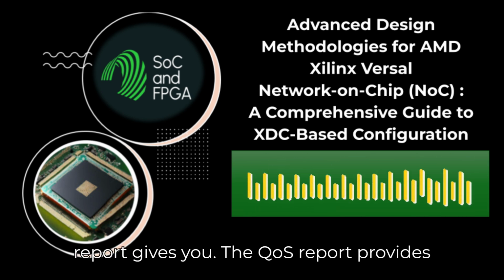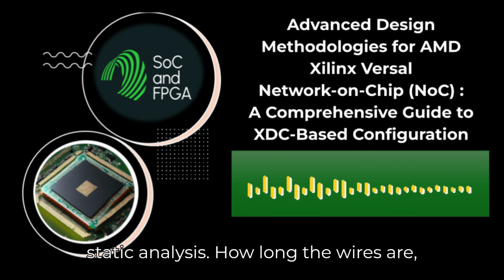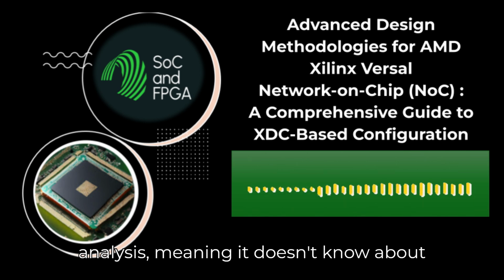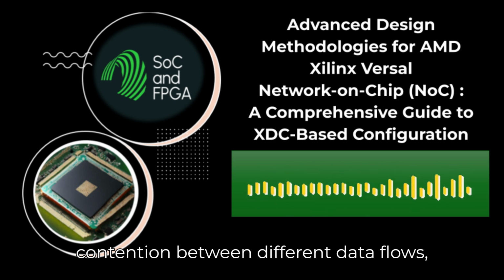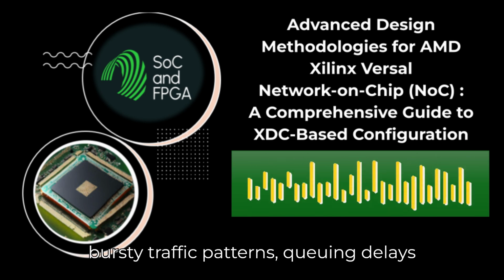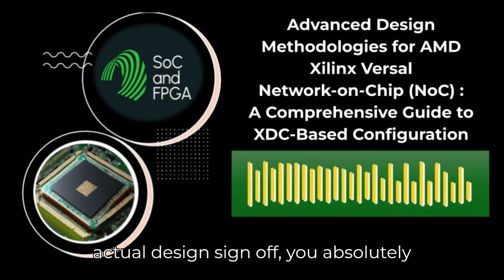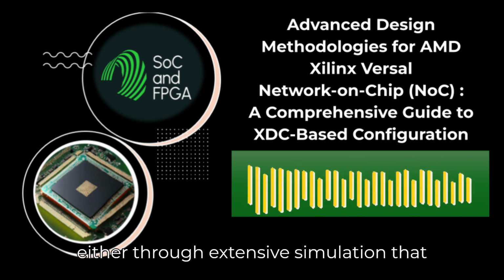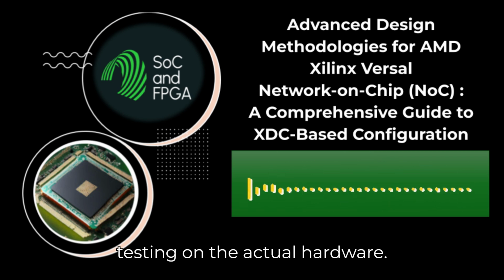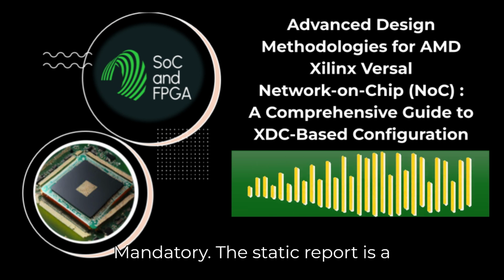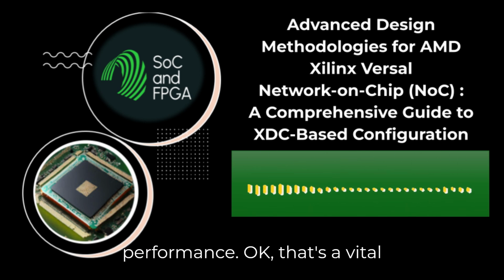Remember what that report gives you. The QoS report provides structural estimates. They're based on a static analysis: how long the wires are, how many switches are involved. Static analysis, meaning it doesn't know about actual real-world traffic. Correct. It doesn't account for dynamic effects, contention between different data flows, bursty traffic patterns, queuing delays that only show up under load. So for actual design sign-off, you absolutely must validate with real traffic stimulus. Either through extensive simulation that models traffic accurately, or preferably testing on the actual hardware. Mandatory. The static report is a guide, maybe even a very good guide, but it's not proof of real-world performance.